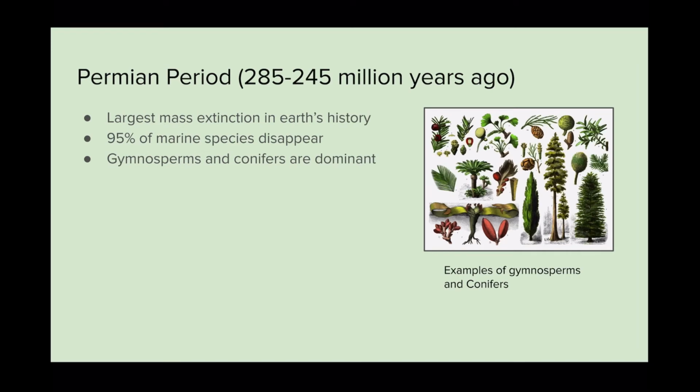The Permian period started from 285 million years ago and ended at 245 million years ago. We all may know about the mass extinction of the dinosaurs in the Cretaceous period, but maybe not about the one in the Permian period. This time period included the largest mass extinction in Earth's history, where 95% of marine species disappeared. This led to gymnosperms and conifers being dominant.